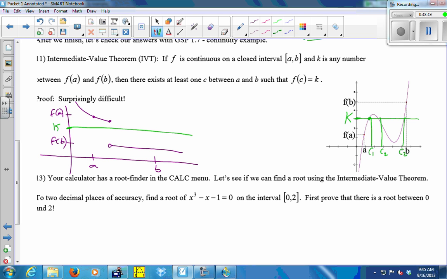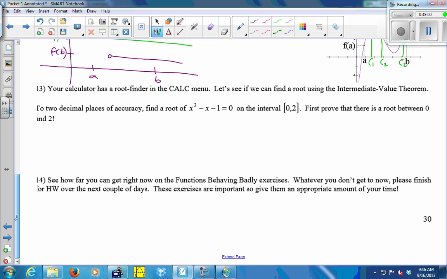So your calculator has a root finder in the calculate menu. We're going to find a root using the intermediate value theorem. To 2 decimal places of accuracy, I want to find a root of x cubed minus x minus 1 equals 0. That means a solution to this equation on the interval 0 to 2. But before we even start, I want to prove, using the intermediate value theorem, that there is one there. Before I even have my calculator look for it, I want to know that there is one to find. So I'm going to let f of x equal x cubed minus x minus 1.